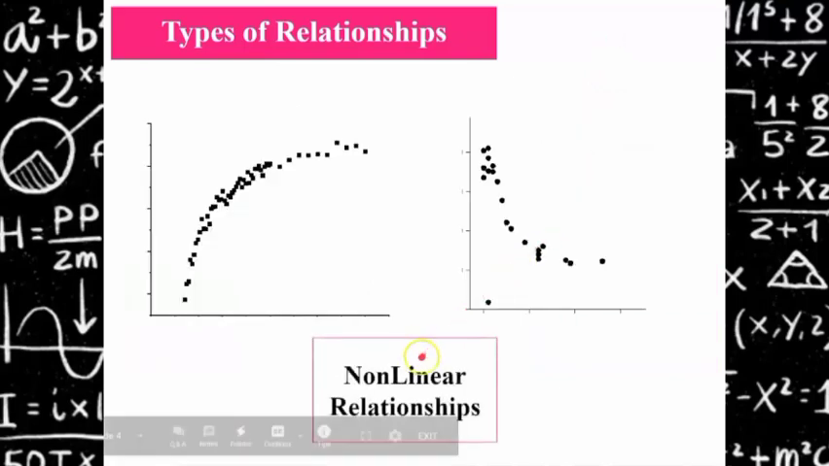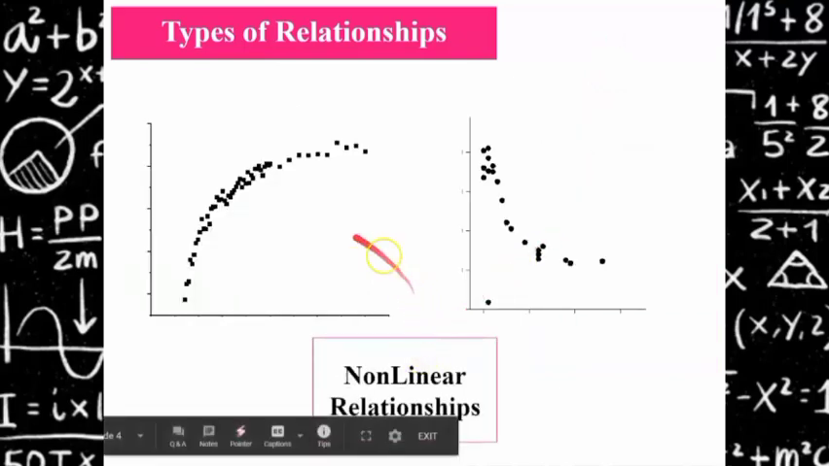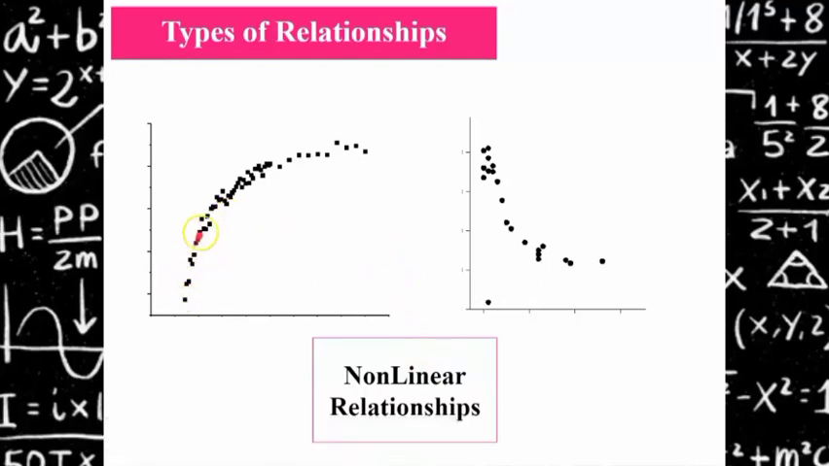You could also have a scatterplot that shows non-linear relationships. You'll learn about these more in Algebra 1. You can see that there's a curve, so they're nonlinear because they don't form a line. So these are special types of functions. This is part of a quadratic function, and this is part of an exponential function. You'll learn about those in Algebra 1.